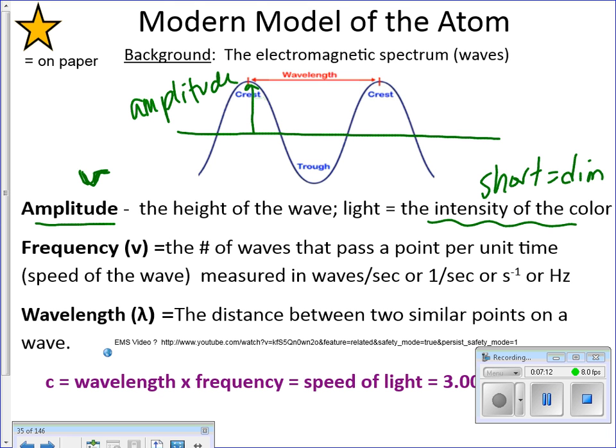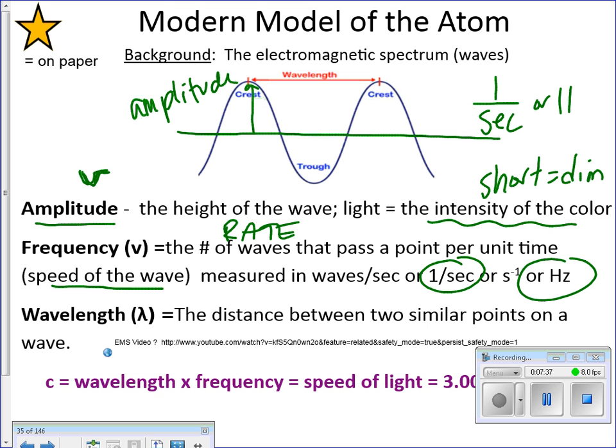So I always relate this to rate or speed of the wave. Now we measure this in two weird units. Usually it's per second. So per second is just 1 over second, or hertz. Because this is a guy who discovered this, everybody names something after themselves. So it's either 1 over second or hertz. 1 over second can also be written as second to the -1. All that's equivalent.